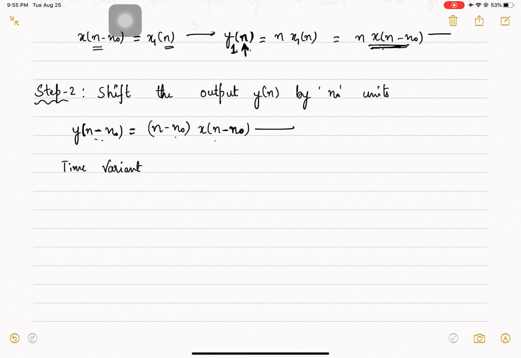Now in the next session, what we are going to do is use these two properties to find the input output relation of a class of systems called linear time invariant systems, which are shortly called LTI systems. Fine. So we'll stop here.